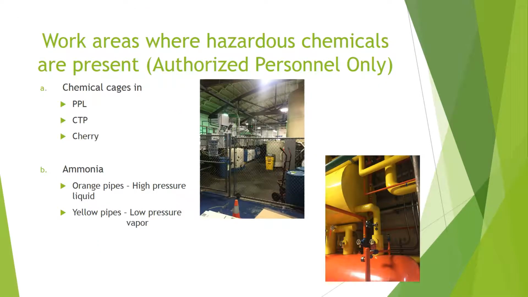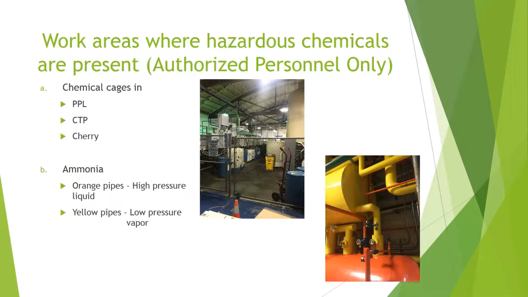There are work areas where hazardous chemicals are present, and only authorized personnel are allowed to enter and work with these chemicals. We currently have three chemical cages, one in PPL or repack, another in CTP, the Apple building, and two in the Cherry building.